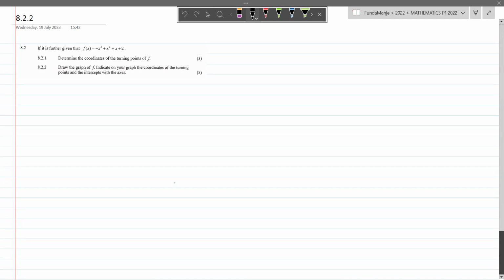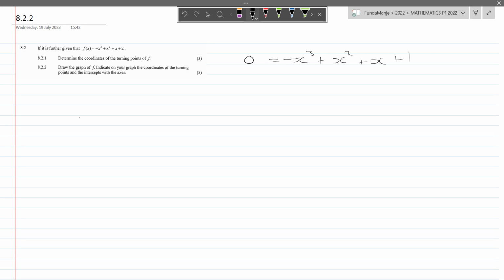So 8.2.2 says draw the graph of f, indicate on your graph the coordinates of the turning point and the intercepts with the axes. So for 8.2.2 we first have to rewrite our equation and try to figure out our intercepts. So our intercepts will occur when y is 0, like that.